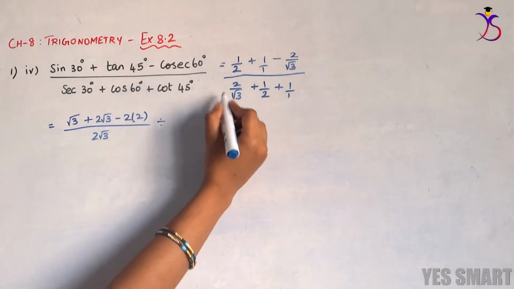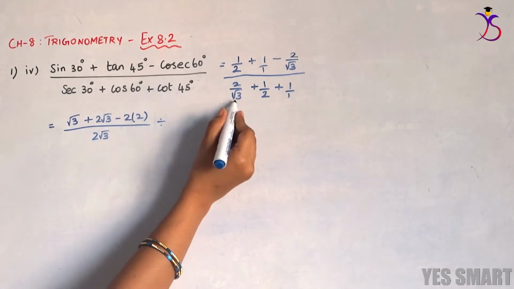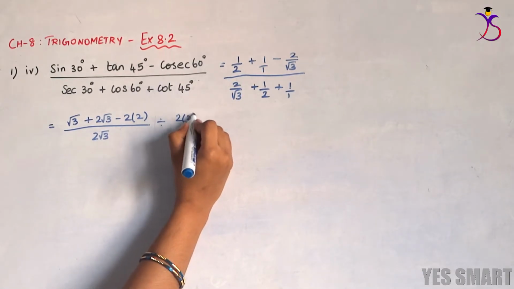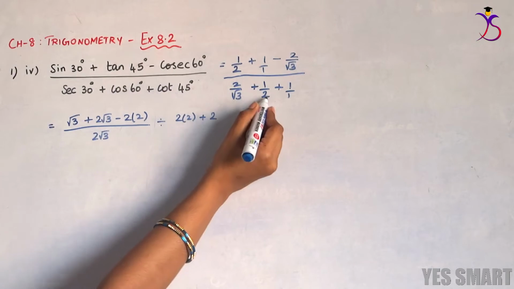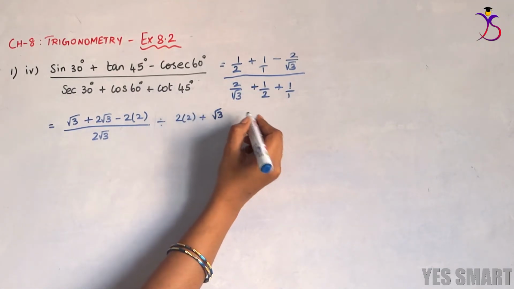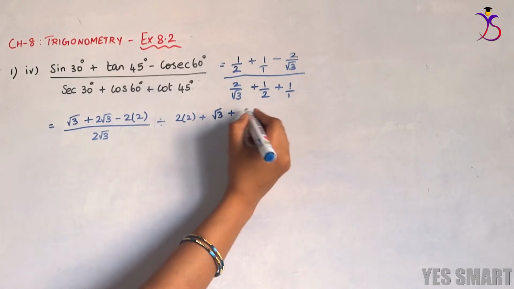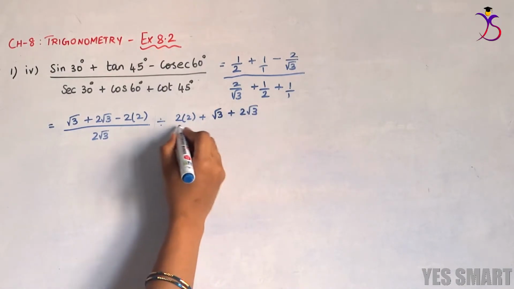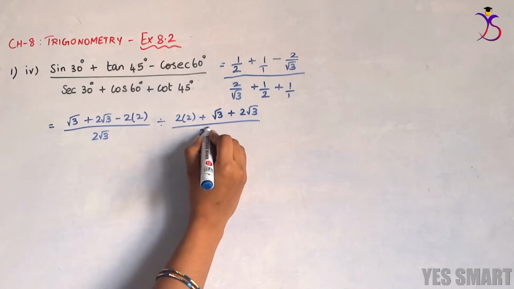Same case with the denominator. The LCM is 2 root 3. In the first fraction, we have root 3 in the denominator, so I'm multiplying with 2. In the second term, we have 2 in the denominator, so I'm multiplying the fraction by root 3. In the third term, we have only 1, therefore I'm multiplying the fraction with 2 root 3. Hence, it becomes 2 into 2 plus root 3 plus 2 root 3 by 2 root 3.